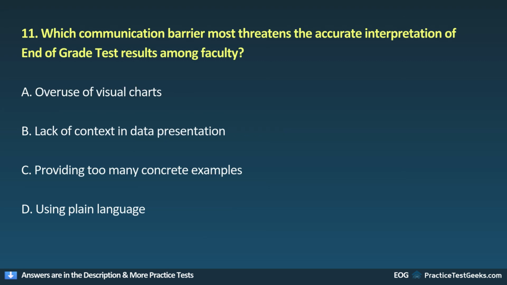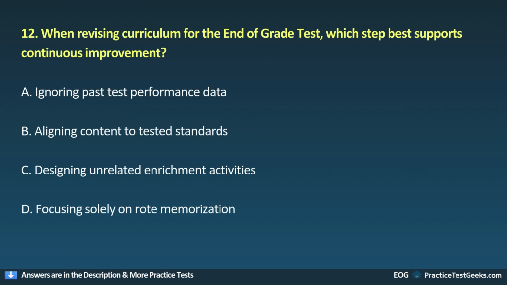11. Which communication barrier most threatens the accurate interpretation of end-of-grade test results among faculty? A. Overuse of visual charts. B. Lack of context in data presentation. C. Providing too many concrete examples. D. Using plain language. 12.